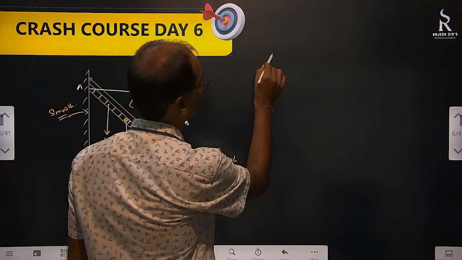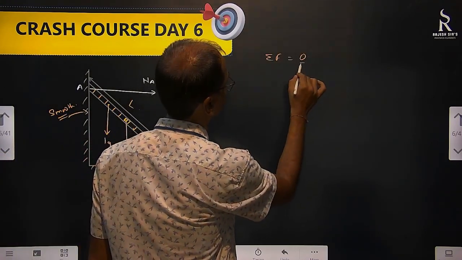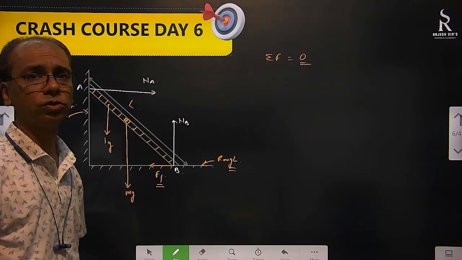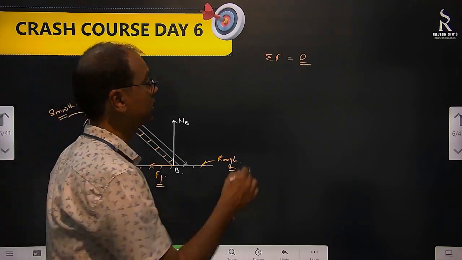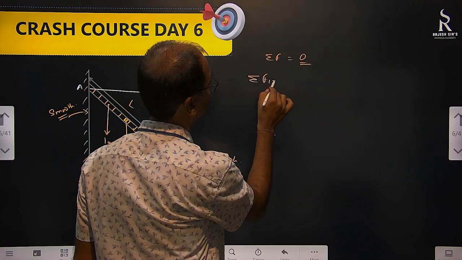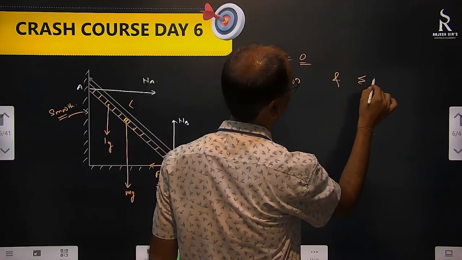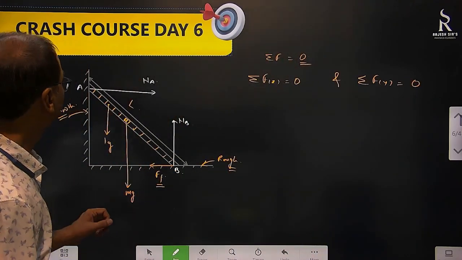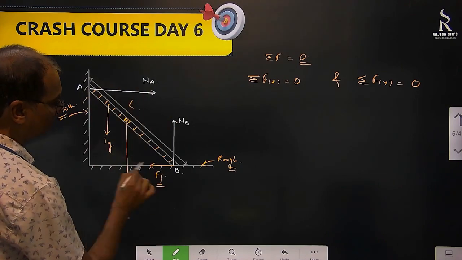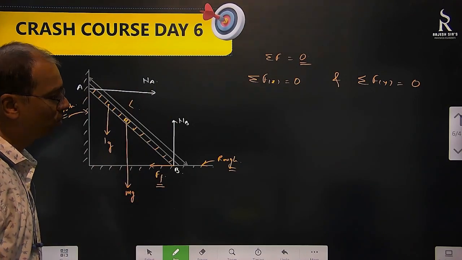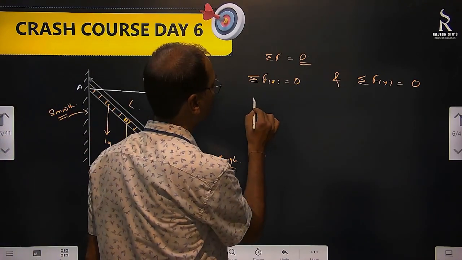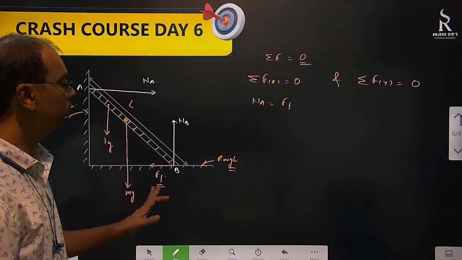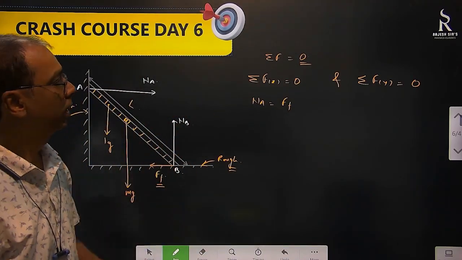So first is sigma F should be 0. Right. Now in this case, you can see vertical forces are also there, horizontal forces are also there. So we will do sigma Fx separately, sigma Fx to be 0 and sigma Fy to be 0. Okay. So sigma Fx means what? You can see that NA is acting towards left and friction force is acting towards right. That's it. There are no more horizontal forces. So directly we can write NA is equal to force of friction. This is our first equation.